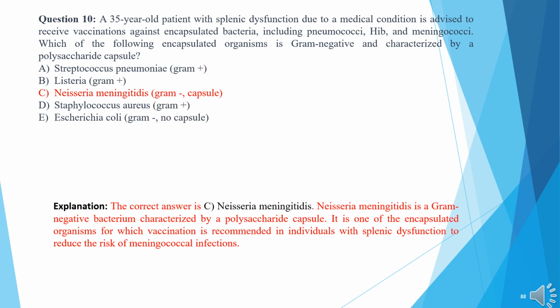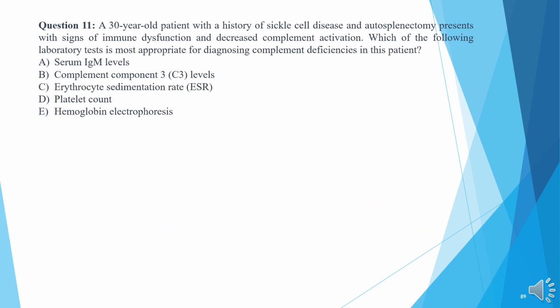Neisseria meningitidis. Neisseria meningitidis is a gram-negative bacterium characterized by a polysaccharide capsule. It is one of the encapsulated organisms for which vaccination is recommended in individuals with splenic dysfunction to reduce the risk of meningococcal infections.